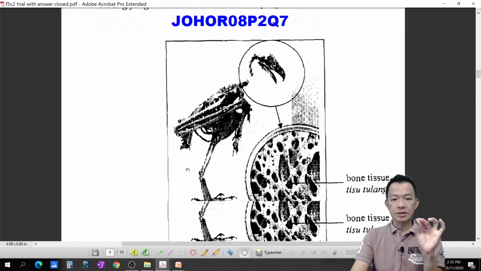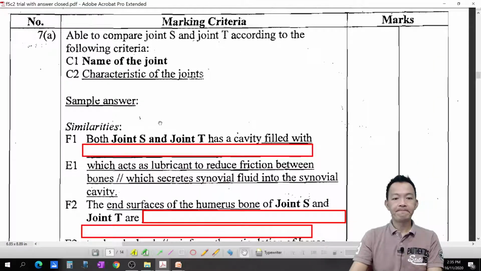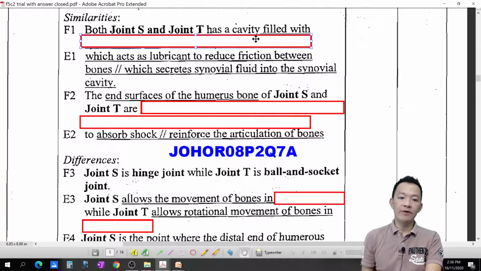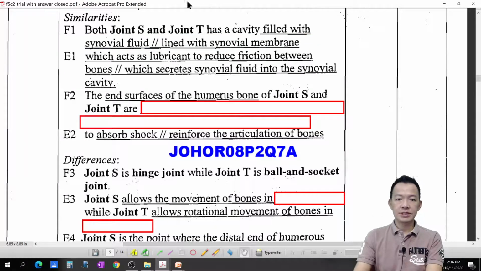But now I make it become sentence，我把它变成句子了。OK. So any similarities? Both joint S and D has a cavity filled with the synovial fluids. Or they are lined with the synovial membrane，有一层的 synovial membrane 放出一种液体叫 synovial fluids. What's the function? Which act as a lubricant to reduce the friction between the bones，它们都是润滑剂来的。And circulate the synovial fluids into the synovial cavity，它会分泌出 synovial fluids into the synovial cavity.